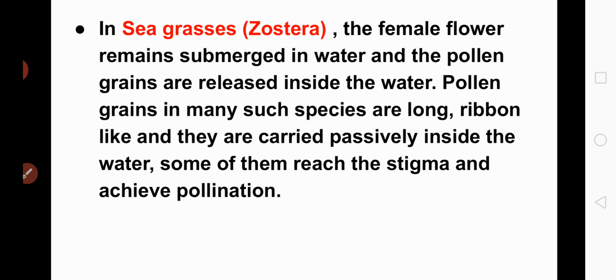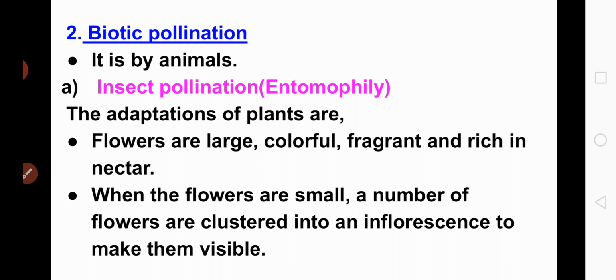Whereas in sea grasses, that means in Zostera, the female flower remains submerged in the water, and the pollen grains are released inside the water itself. The pollen grains in many such species are long and ribbon-like, and they are carried inside the water, and some of them reach the stigma and achieve pollination. So in this way, pollination takes place in Zostera. So these are about water pollination.